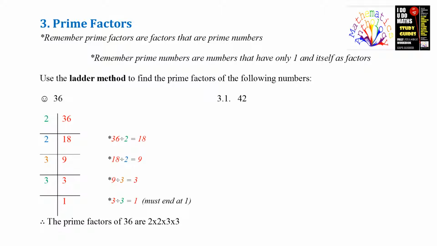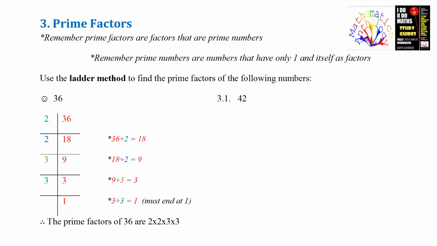Prime factors. Remember that prime factors are factors that are prime numbers. Remember, prime numbers are numbers that have only 1 and itself as factors. So let's use the ladder method to find the prime factors of the following numbers. The first one given is 36.